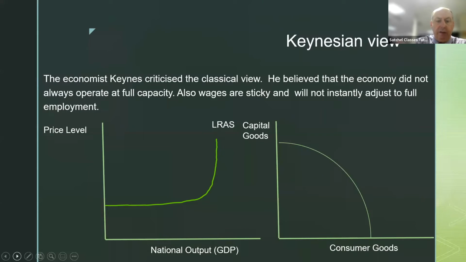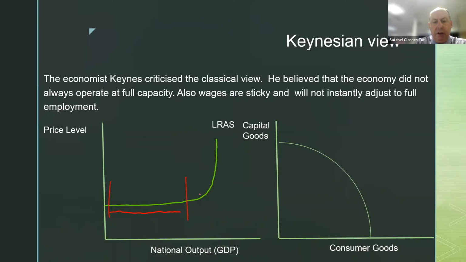And we have this kind of flat line area here where we have spare capacity. In this area here, we have people that are unemployed. We also have machinery that perhaps isn't fully used, and therefore we can shift along that curve quite easily without affecting price level.